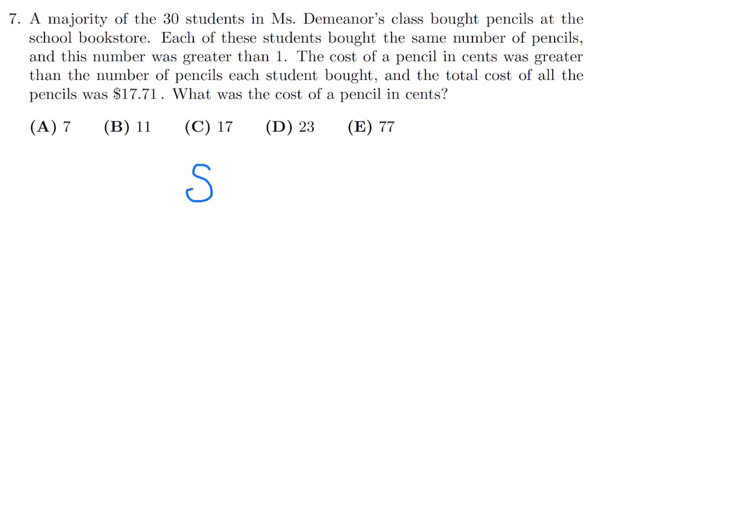I will let S be the number of students, N be the number of pencils each student bought, and let P be the price. Let's talk about this. S is the number of students that bought pencils, and that's going to be greater than 15. Why? Because they tell you the majority of the 30 students. So that's why S is greater than 15. N, they tell me, is greater than 1. Okay? And then P, they tell me, is greater than N. So these are my parameters.